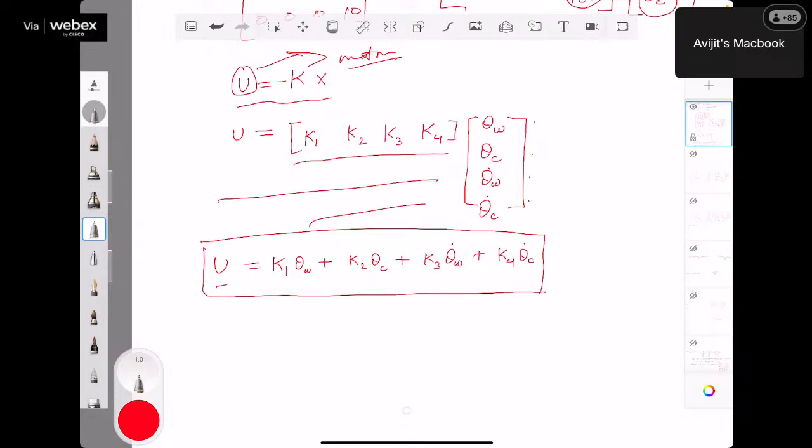And you can see u equal to k1 theta w, k2 theta c, k3 theta w dot, k4 theta c dot. This is the equation that we are going to implement in the hardware itself. This is going to be part of the code itself.